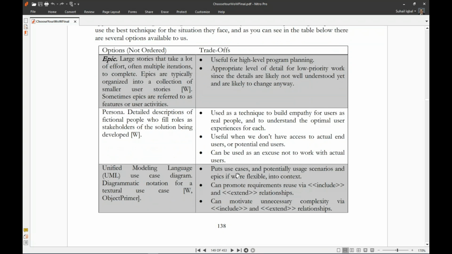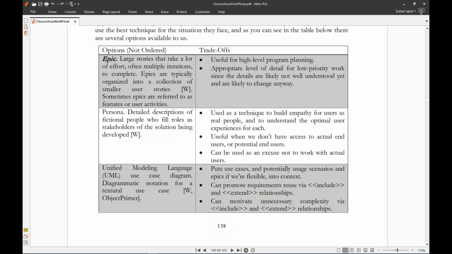So first of all is the epic. Large stories that take a lot of effort, often multiple iterations to complete. Epics are typically organized into a collection of smaller user stories. Sometimes epics are referred to as features or user activities. Trade-off: useful for high-level program planning, and an appropriate level of detail for low-priority work, since the details are likely not well understood yet and are likely to change anyway.